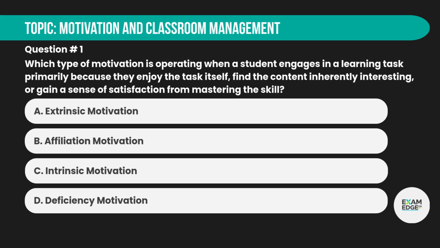Question number 1. Which type of motivation is operating when a student engages in a learning task primarily because they enjoy the task itself, find the content inherently interesting, or gain a sense of satisfaction from mastering the skill? A. Extrinsic motivation. B. Affiliation motivation. C. Intrinsic motivation. D. Deficiency motivation.